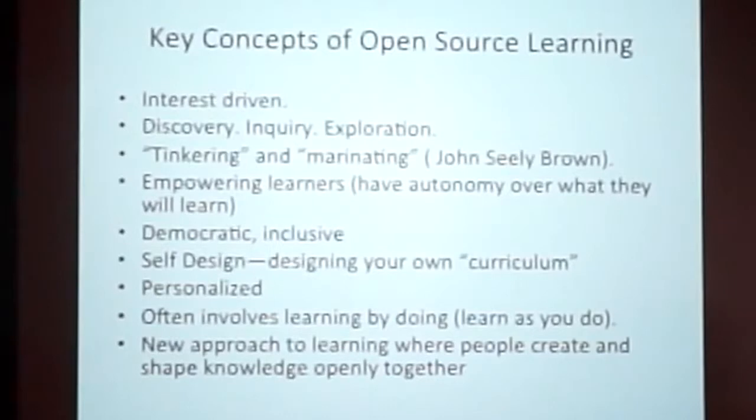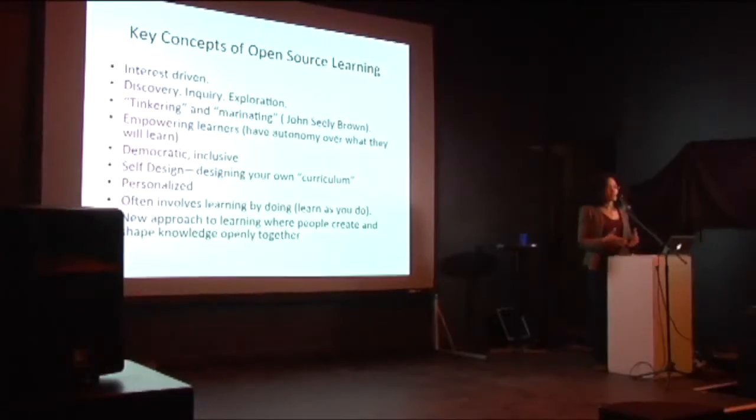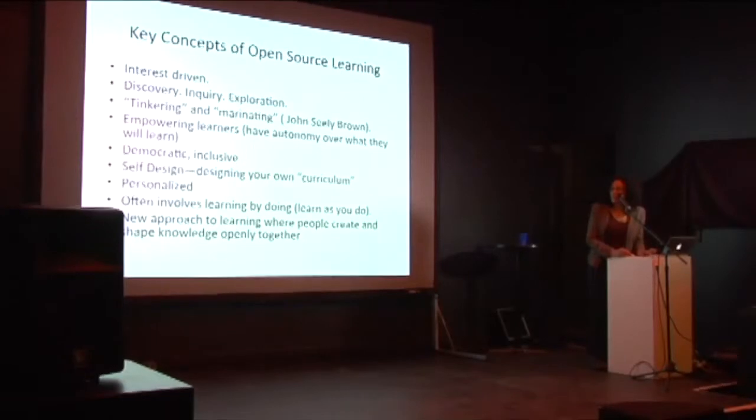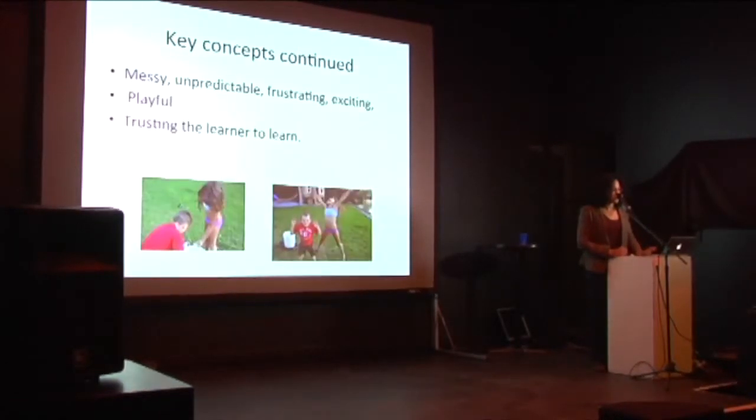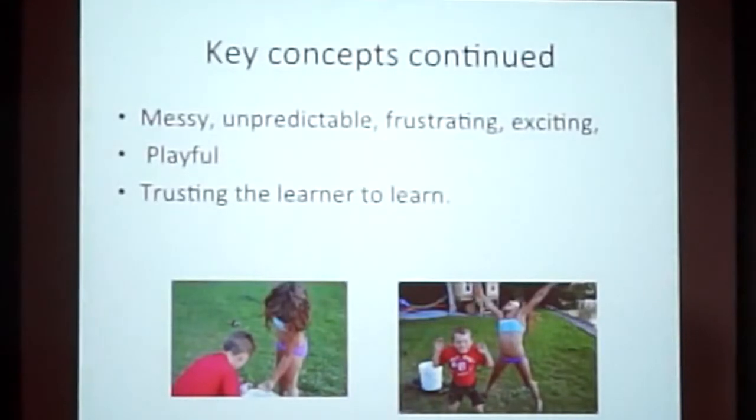It's democratic. You can see that it's reaching from the example when I started off in India. These slum children, they're getting access to education, but a decade ago you wouldn't have. Two decades ago that would be impossible. Personalized, of course, and it often involves learning by doing. So you learn as you do, but not necessarily only. Other key concepts would be that it's messy. It's unpredictable. You don't know where it's going to take you.